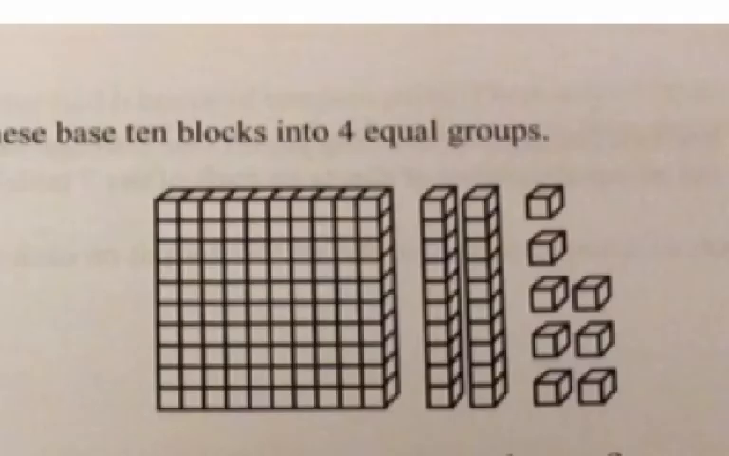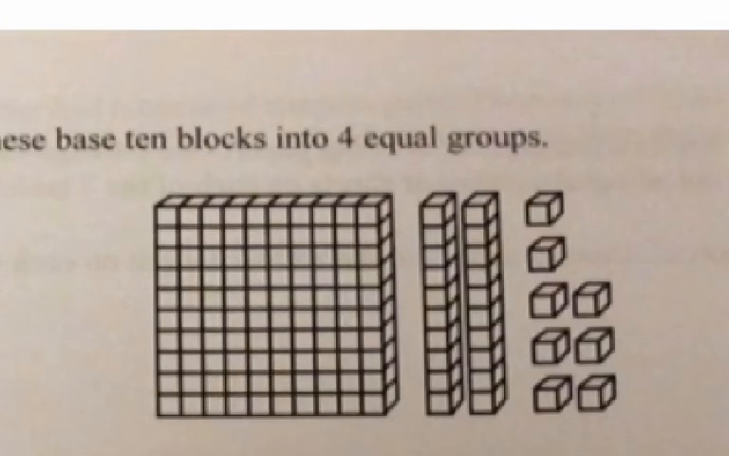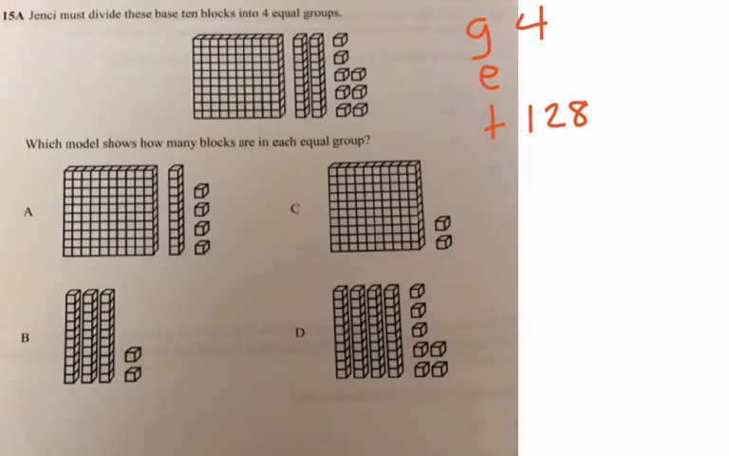So I have 100, 2 groups of 10, and 1, 2, 3, 4, 5, 6, 7, 8 ones. So when I add those all together, I get 128. So my groups is 4, my total is 128, and I'm looking for how many base 10 blocks will go into each group. So obviously I can eliminate 2 answers here.